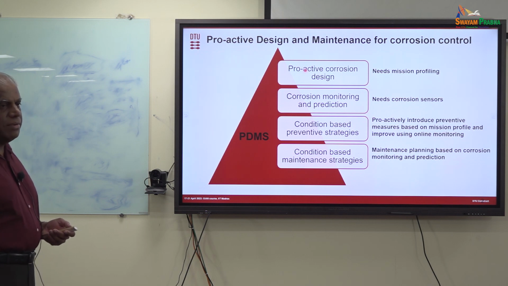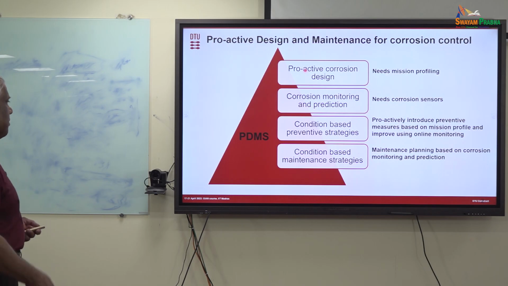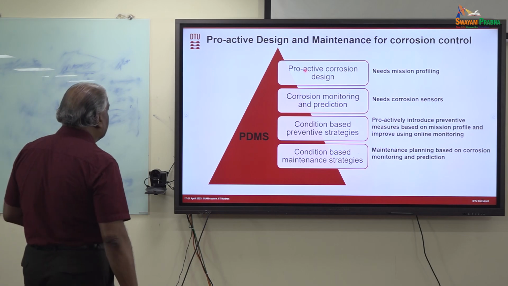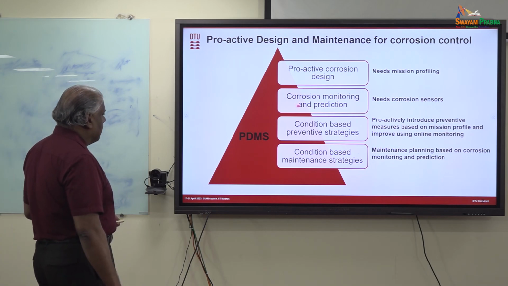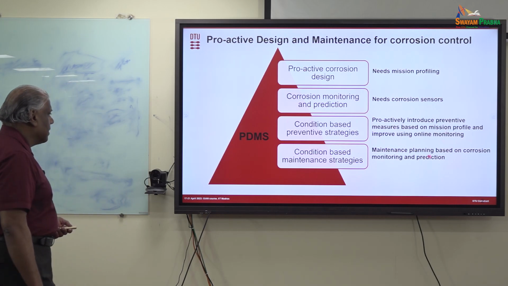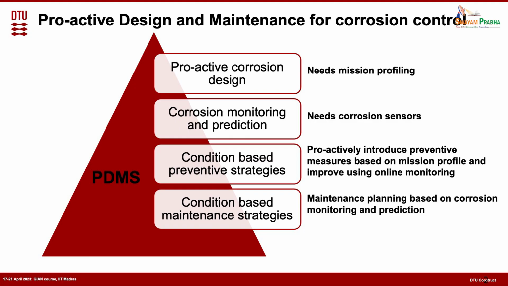And so there, the improvement in information technology and computational power and all those things comes into the picture. Once you have these two together, you also come to the point of condition-based preventive strategies. That is a bit of a part of this proactive corrosion design, proactively introducing the preventive measures based on this mission profile and improving them using online monitoring.